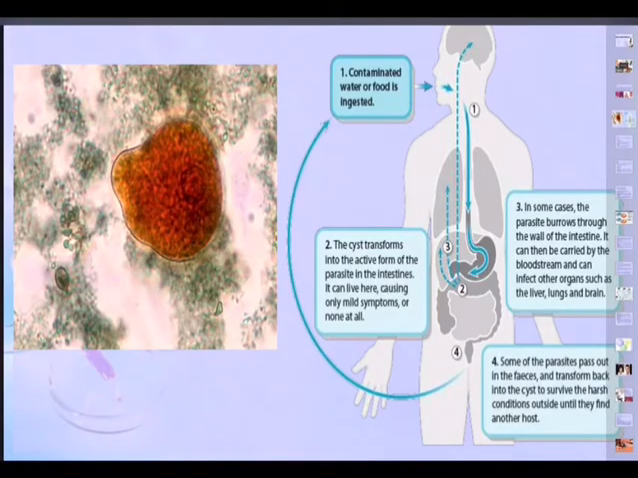And then in some cases the parasite burrows through the wall of the intestine. In severe cases there will even be holes in the big intestine. It can then be carried into the bloodstream and infect other organs such as the liver and lungs. Some of the parasites, point number 4, pass out in the feces and transform back into the cyst to survive the harsh conditions outside until they find another host. So the amoeba can become a cyst.